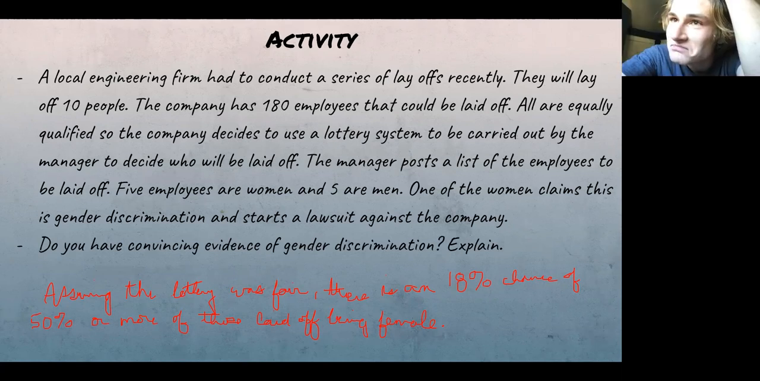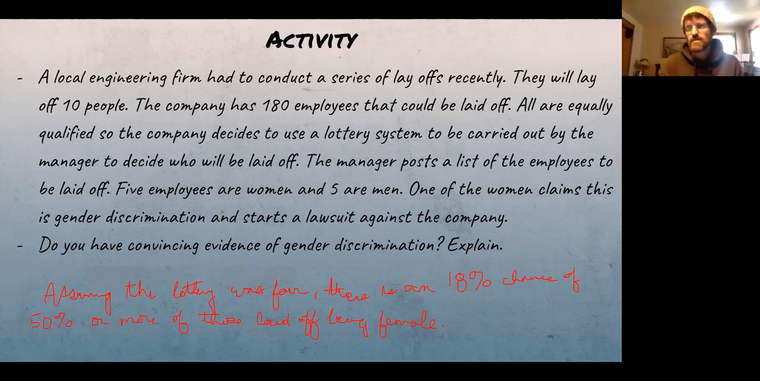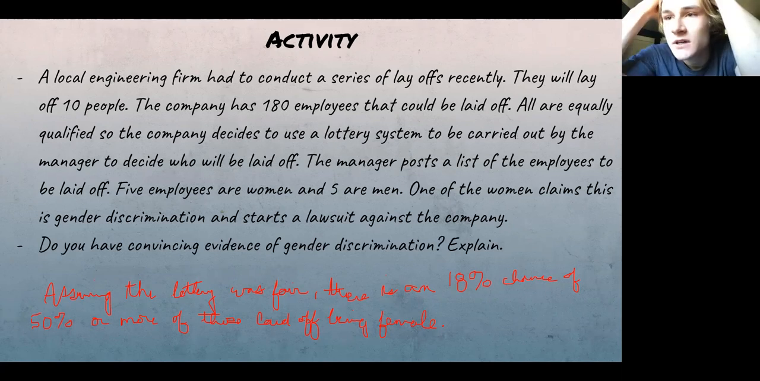Yes. Okay, and why do you say yes? Because that percent is really low, and if there wasn't gender discrimination, then it would be closer to 100%, or a proportion of 1, that something like that would happen.